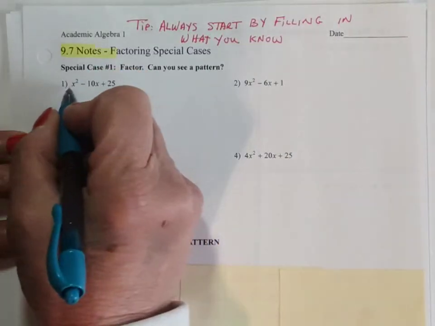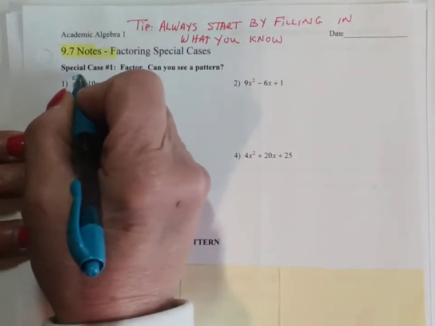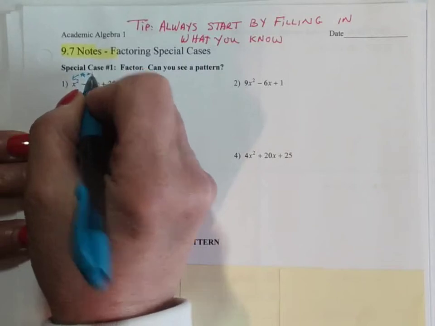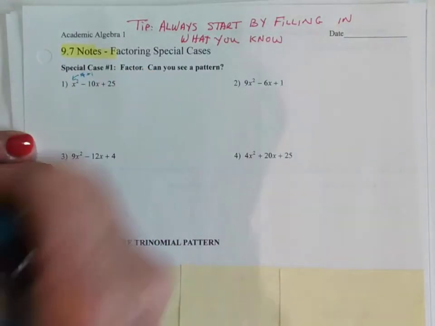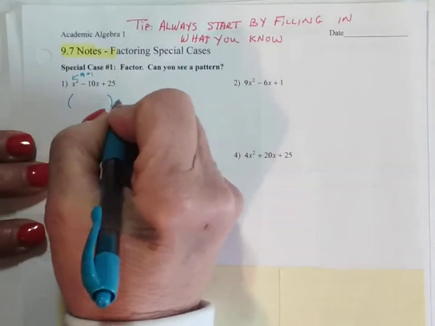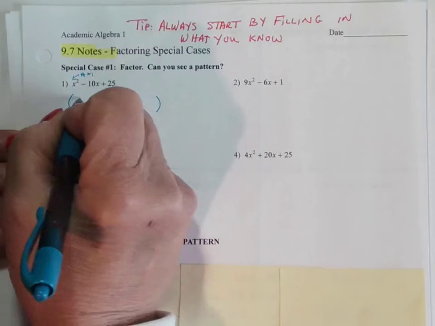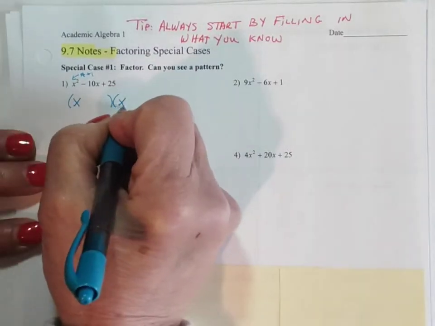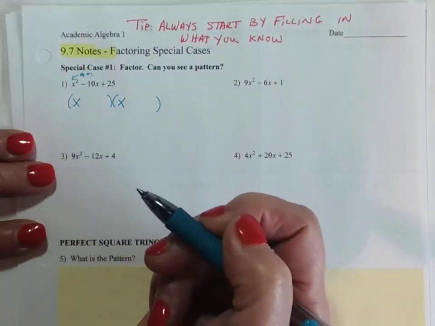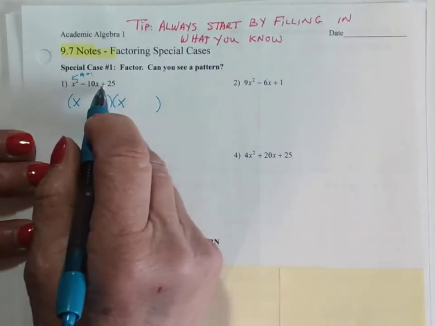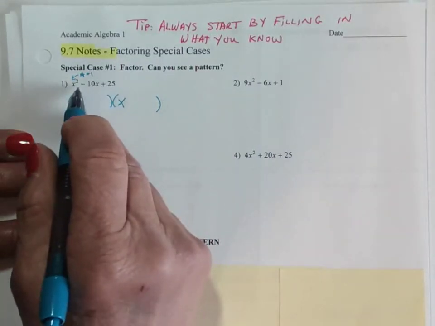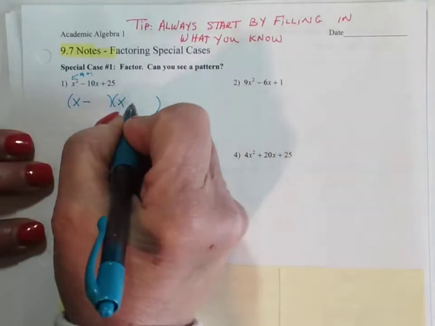So, we love these problems because A equals 1. And so we're going to have our two sets of parentheses. And we know that this is going to be x times x, which gives us x squared. This is positive, which means our signs have to be the same. That's negative, so it means both signs are negative.